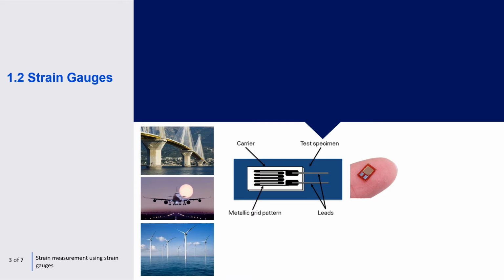This is via the use of strain gauges. Strain gauges are used to measure the strain acting on a given body. So it could be the load of cars over a bridge, the loads on an aircraft wing, or a gust of wind acting on wind turbine blades. In terms of looking at the strain gauge, you've got the test specimen, which could be like the bridge or the aircraft. Attached to this via some form of adhesive is this carrier.